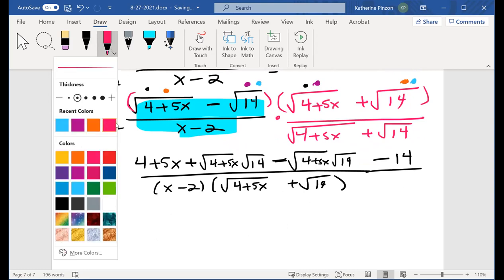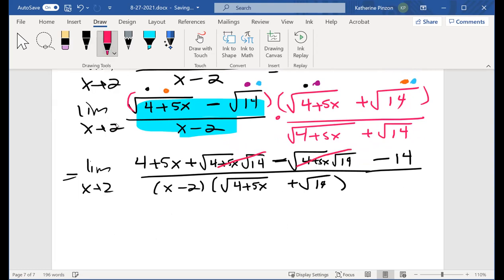Okay, I noticed that this guy and this guy are exactly the same, but with opposite signs. So I can cancel out those inside terms. That's the goal of rationalizing, right? To cancel out those middle terms. And now I don't have any more square roots in the top.